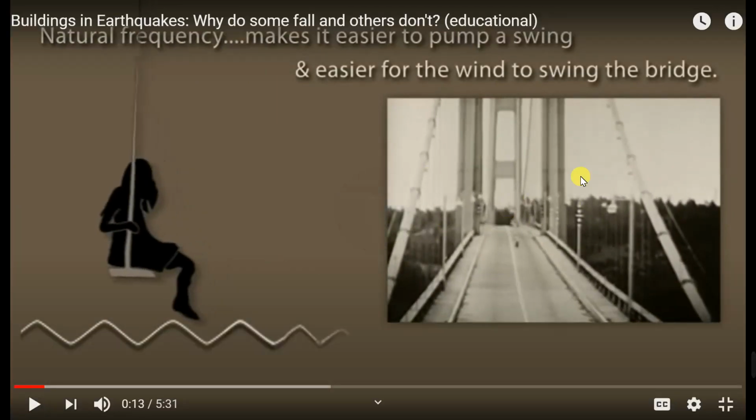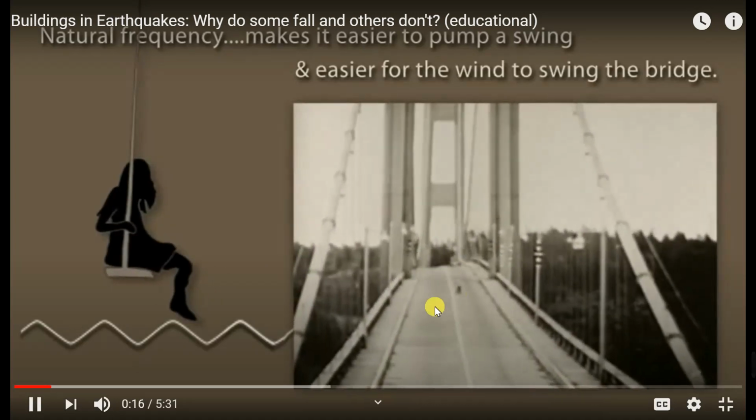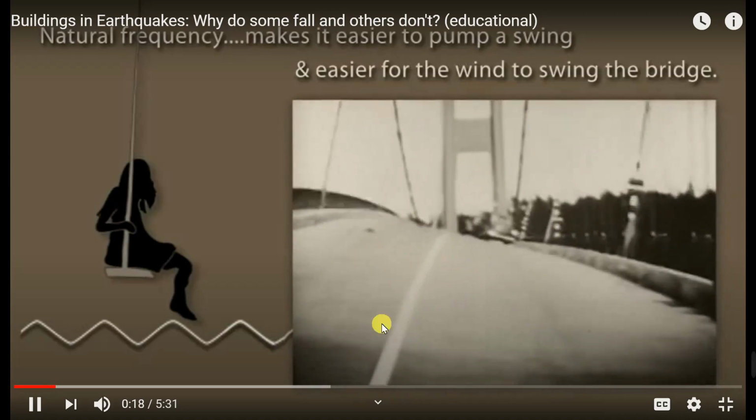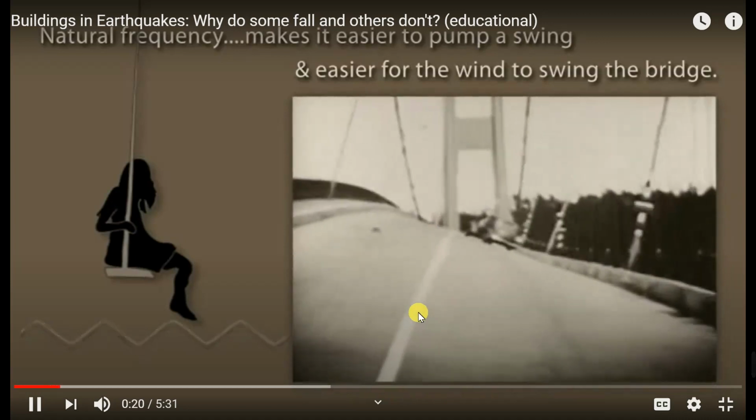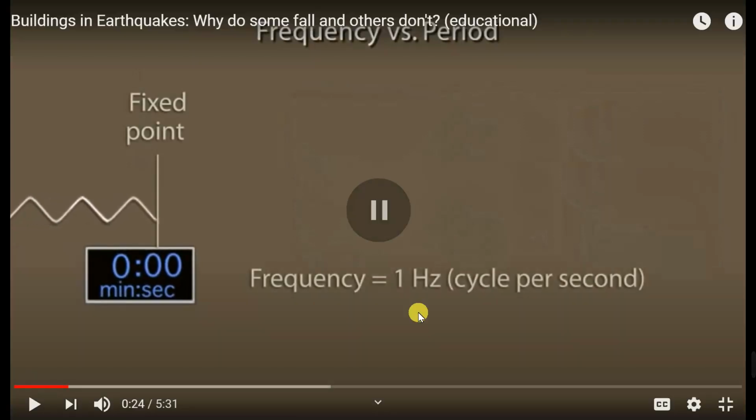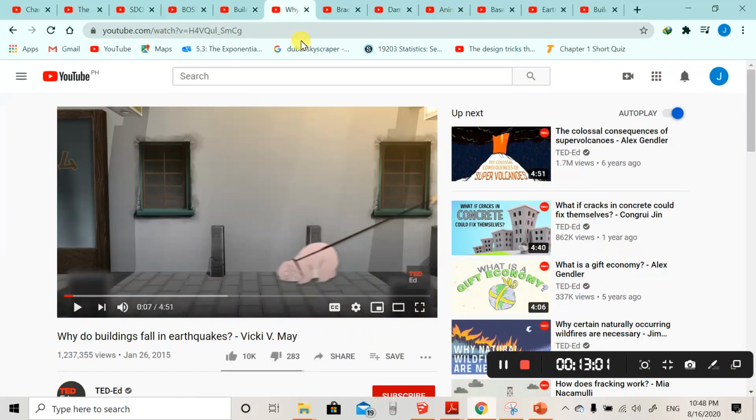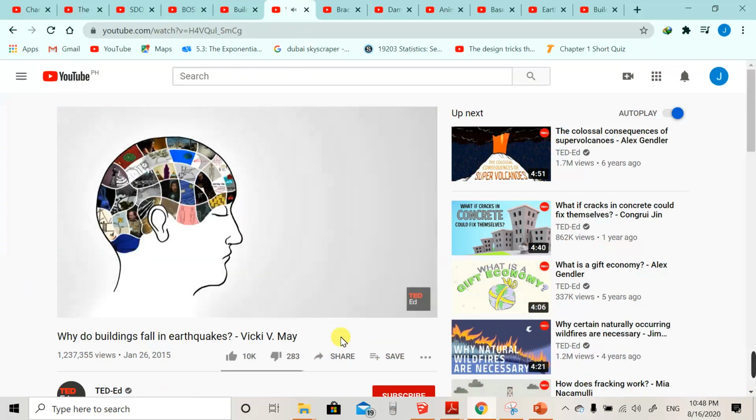Kung mapapansin nyo, itong bridge dito na video sa kanan, akala mo, no, animation lang yung bridge na yan na gumagalaw. Pero totoo yan, nangyari talaga to. A prolonged wind swung the bridge on the right at its natural frequency until it exceeded its structural integrity and tore apart. Kayo na lang, bahala nun, class, na manood. Ganon din dito. This is a TED-Ed video. Maganda din siya.